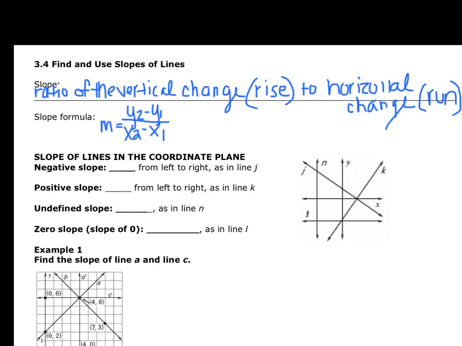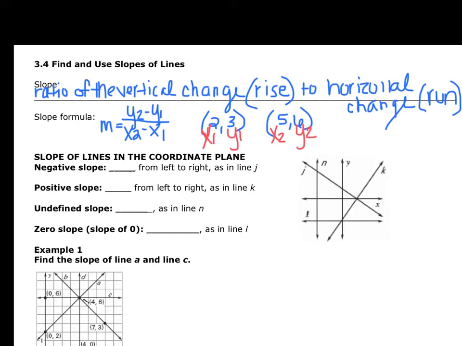And remember, these x's and y's are coming from any ordered pair. So if we had an ordered pair (2, 3), and then we had another one (5, 6), well, this is always x1 and y1, and this will be x2 and y2. So that's where you're getting your x's and y's. They're actually points on the coordinate plane.